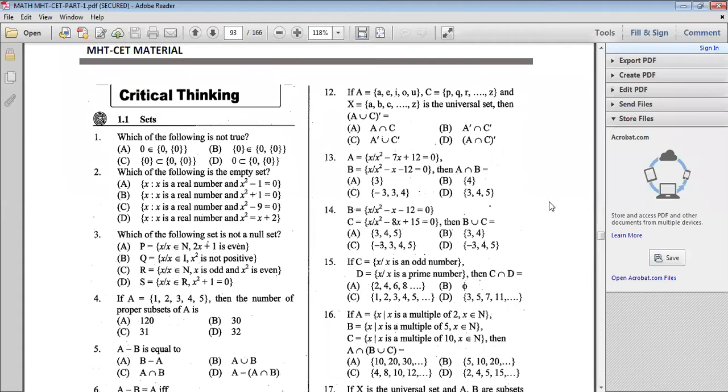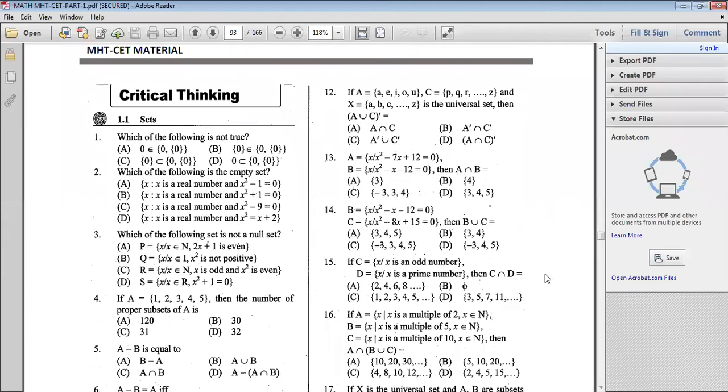So in the third option, what are the elements? Plus minus 3. Plus minus 3 means it also contains two elements. In the fourth option, x square is equal to x plus 2, the roots are minus 1 and 2. Minus 1 and 2 will be the roots of that equation. That's why it also contains two elements. So here the B option is correct.